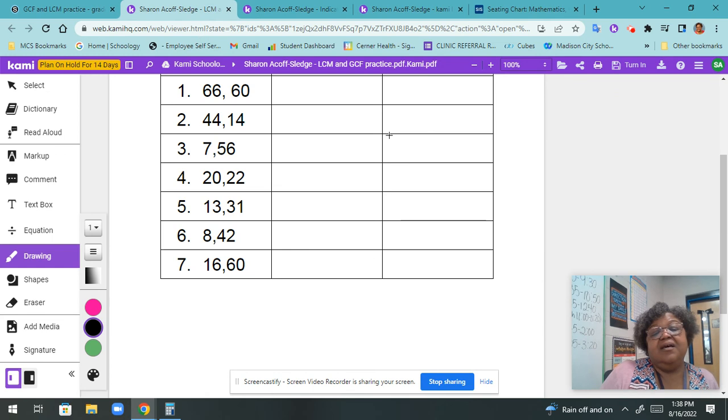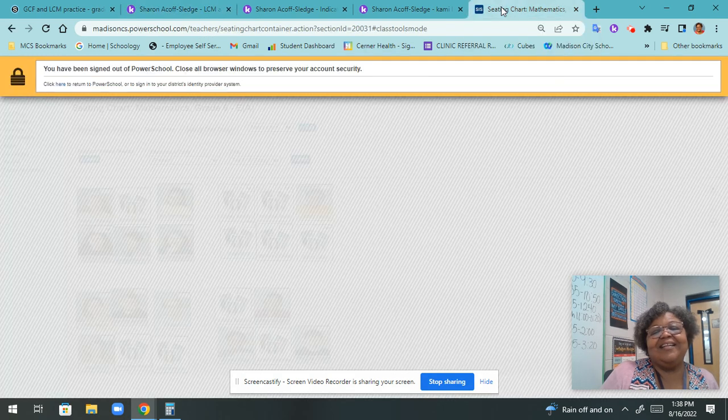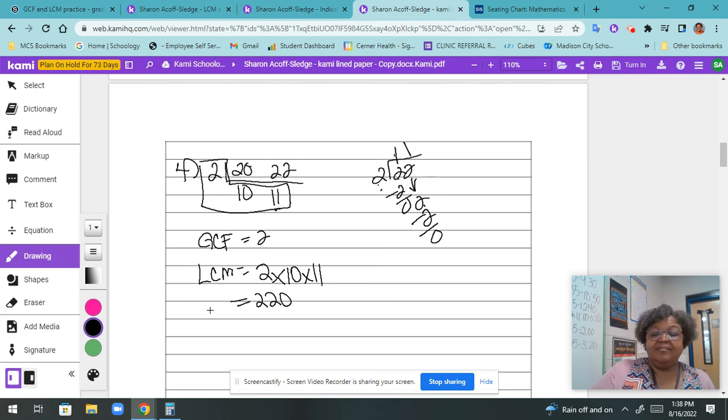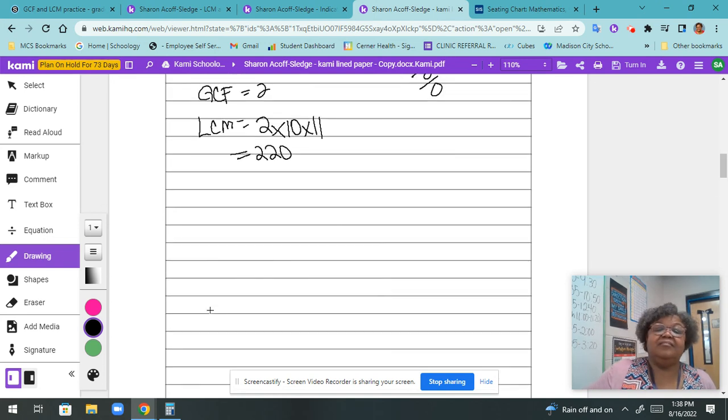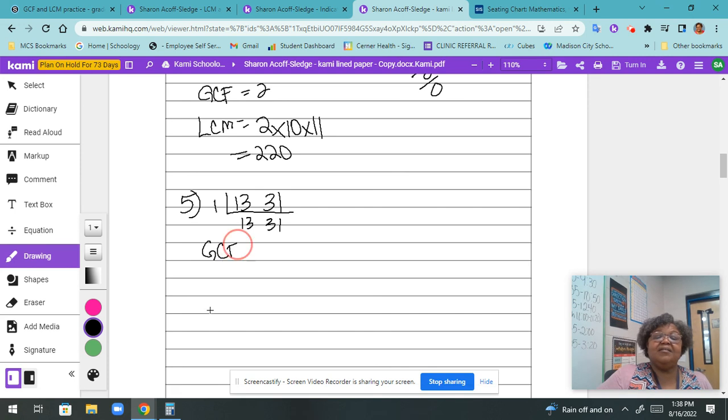Now let's look at 13 and 31. Okay, what goes into both of those numbers? 1. That's it. And so my GCF is 1. And I am not multiplying 13 times 11, times 31. And my LCM is 13 times 31, whatever that might be.